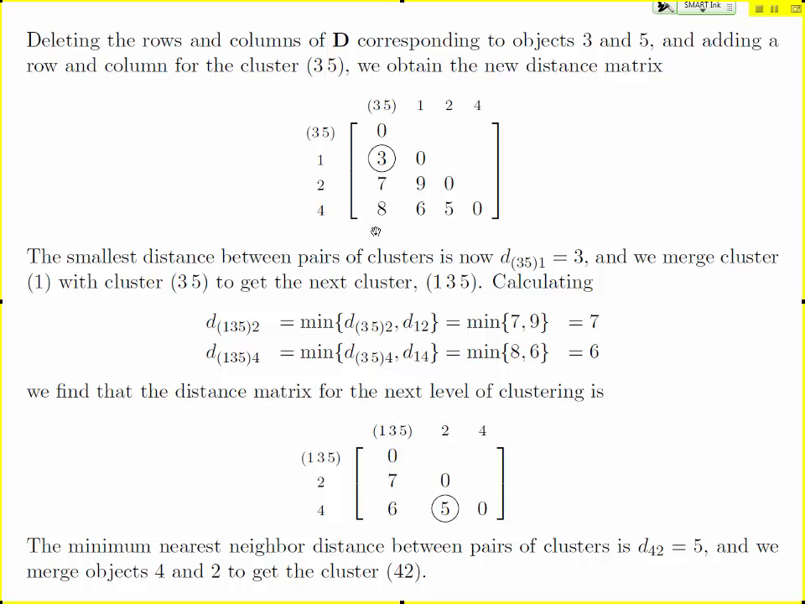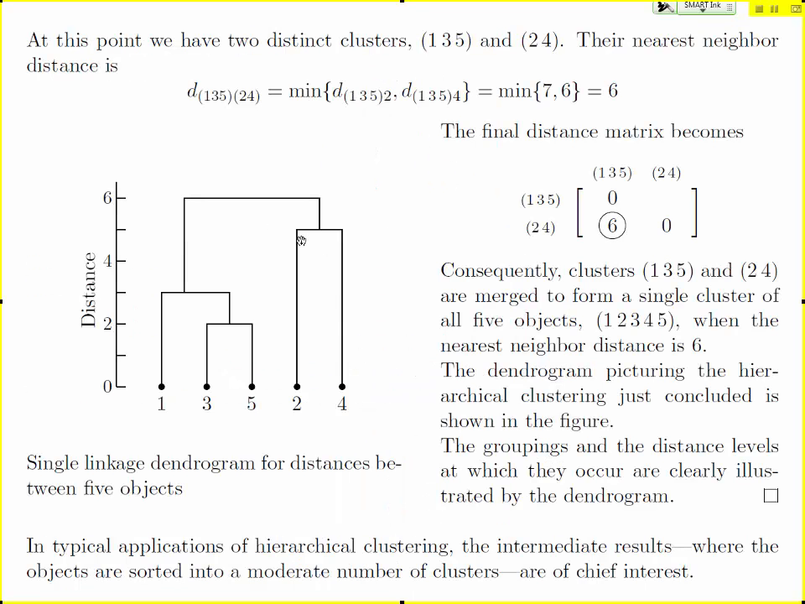Then we repeat. Where's the smallest distance? It's first row, first column, which corresponds to item 1 and the cluster 3, 5. So now we are going to merge 1 into that cluster so that we have a cluster 1, 3, 5 now. And we redo the whole process. So now we get a new distance matrix. We do it again and again, and we wind up with a representation like this.